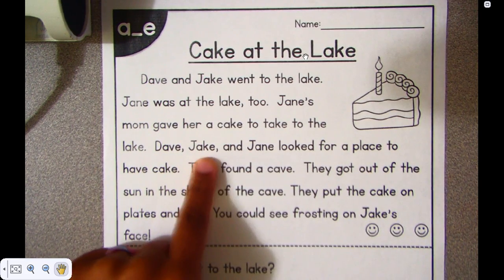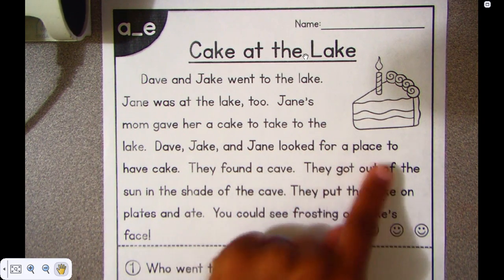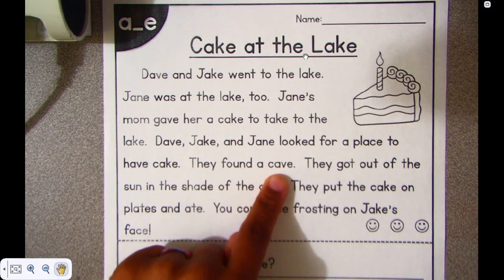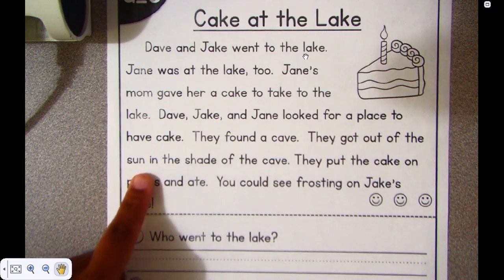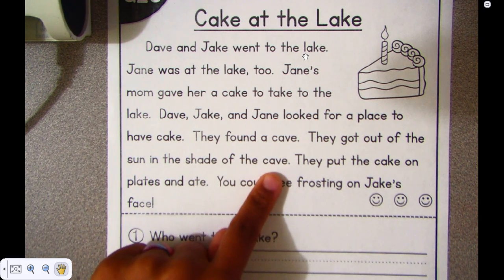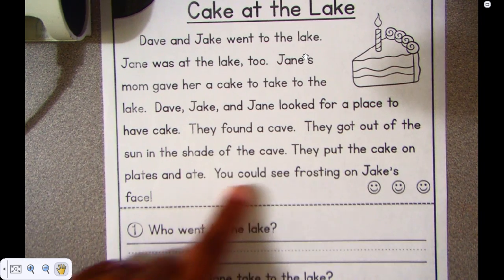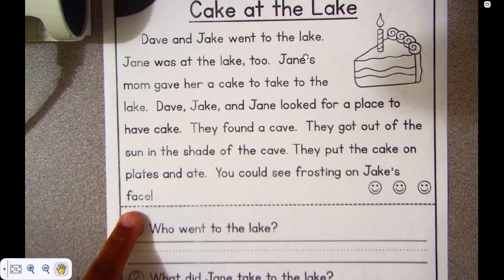Dave, Jake, and Jane looked for a place to have cake. They found a cave. They got out of the sun in the shade of the cave. They put the cake on plates and ate. You could see frosting on Jake's face.